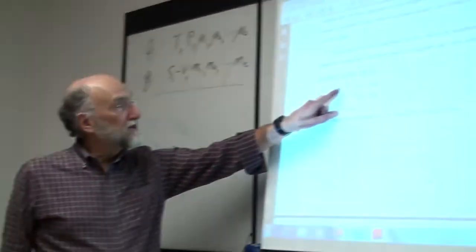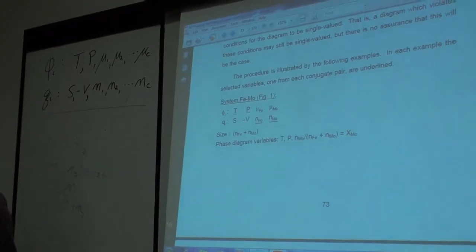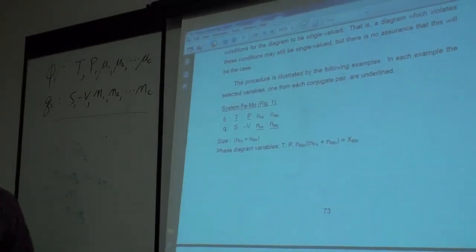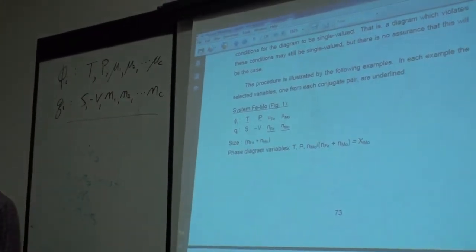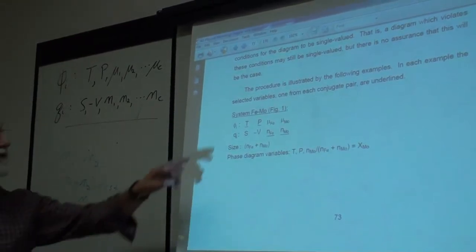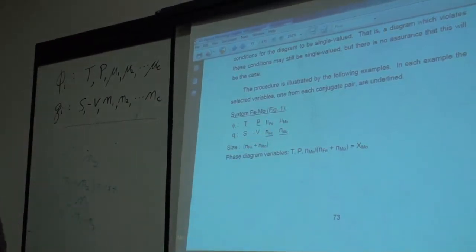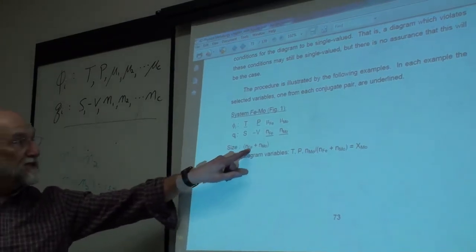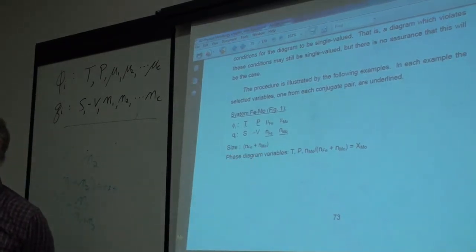The iron molybdenum binary phase diagram is a two-component system. So your variables are T, p, mu iron, and mu molybdenum. The ones that are underlined are the ones I've chosen. I've chosen one from each pair, so I've chosen temperature, pressure, number of moles of iron, and number of moles of molybdenum. I've set my size of the system by defining the total number of moles.